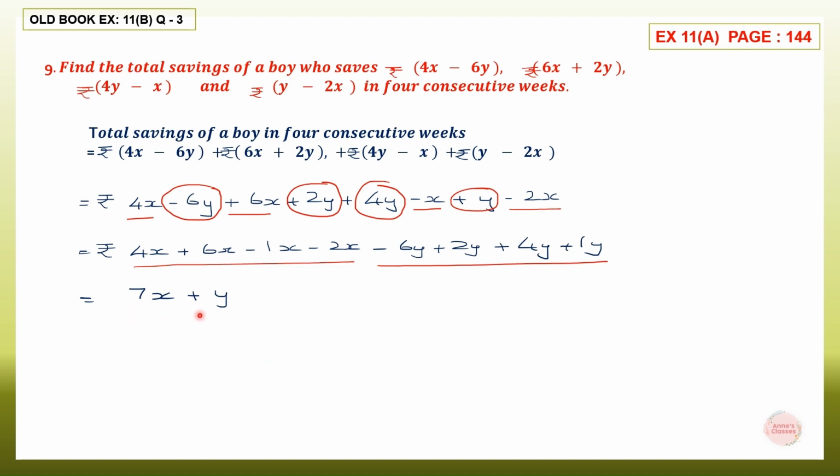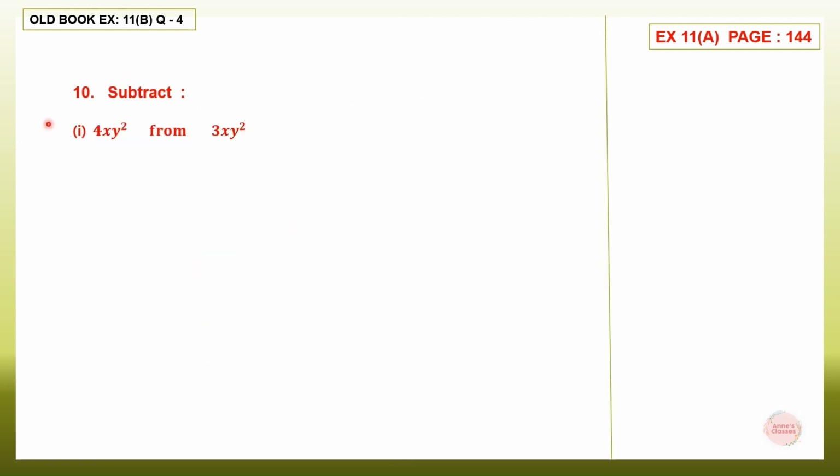So here we have 7x plus y, but this is rupees, so let's write rupees and put this in brackets. This is the amount that the boy saved in 4 consecutive weeks. So we are doing subtraction. Subtract 4xy squared from 3xy squared.